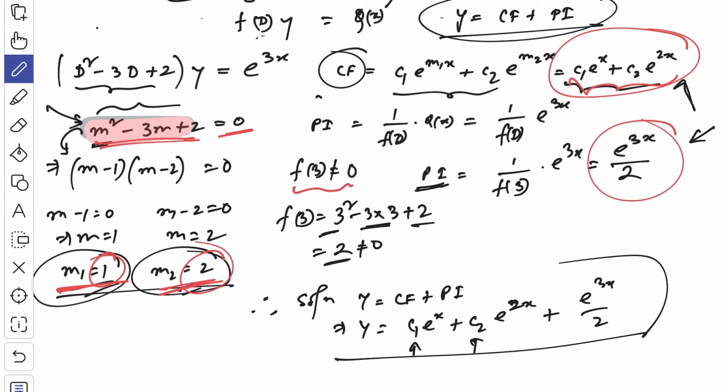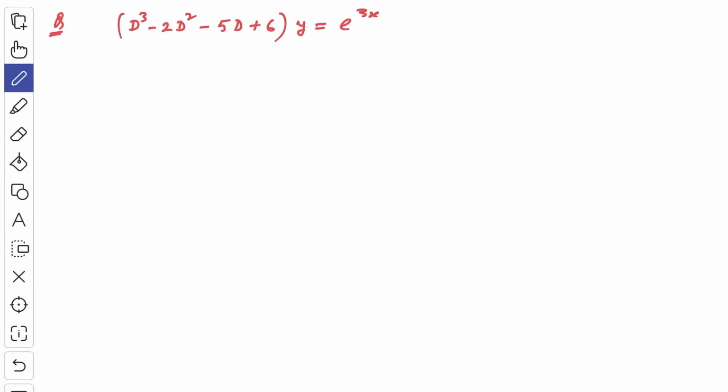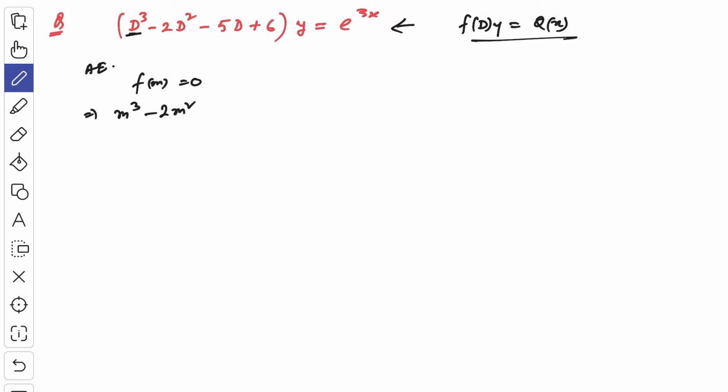Hope you have understood. Now let me show you another example. So now let us solve this equation. It is already in the form f of D y equals Q of x. So here our auxiliary equation will be f of m is equal to 0. Here replace D by m, then you will get m cube minus 2m square minus 5m plus 6 is equal to 0. That's going to be our auxiliary equation.